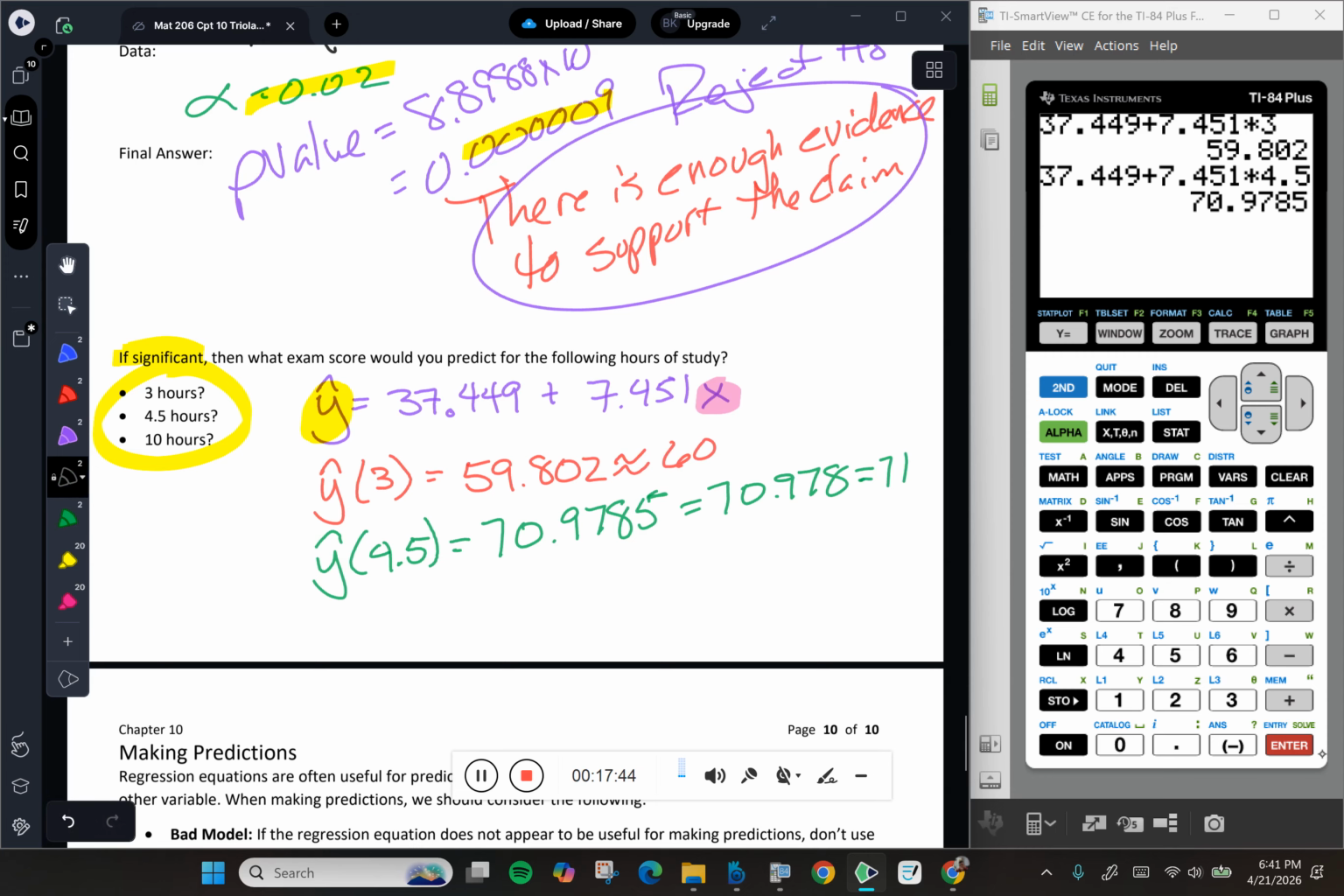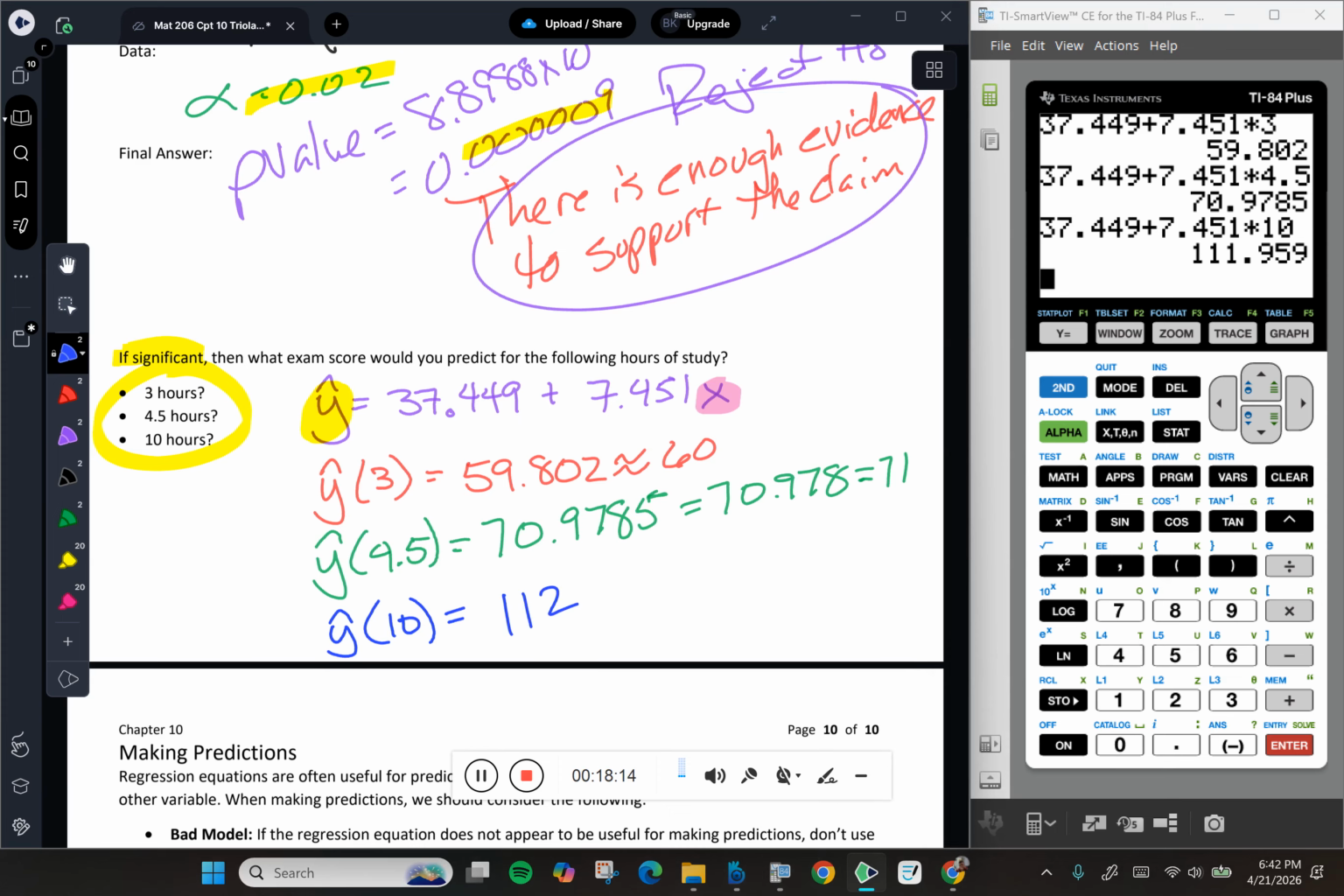The last one would be y hat if they study for 10 hours, y hat of 10. So let's see, 37.449 plus 7.451 times 10. And I get 112. All right. Now, we have just shown a problem, an issue with this.